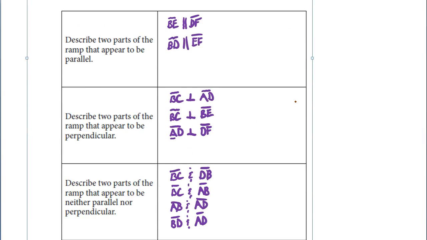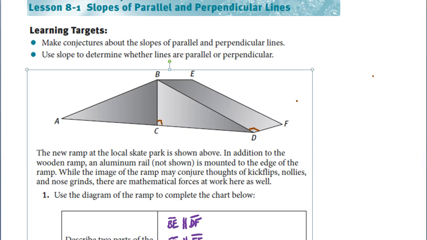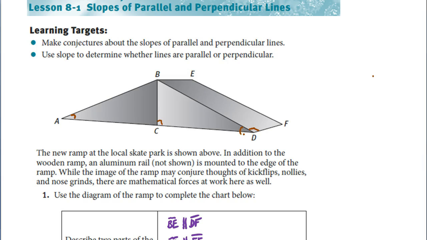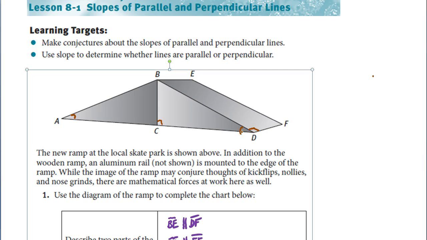Last question, describe two parts of the ramp that appear to be neither parallel nor perpendicular. So lots of possibilities. Segment BA and segment AC, they form this acute angle. They're not perpendicular nor parallel. Similarly over here, BD and DC, right there. That's not a 90-degree angle, and those aren't parallel either. So there's lots of possible answers on this last one.